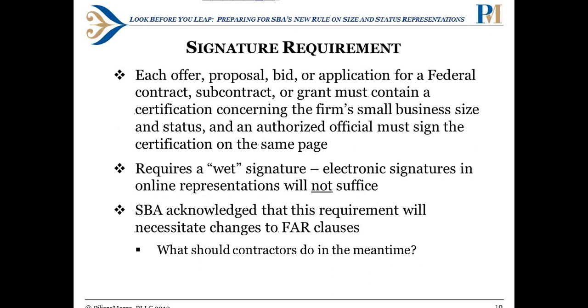Okay, so the new signature requirement: every proposal, bid, application, or offer must contain a certification concerning the firm's size or status, and that certification must be signed by an authorized official. And it's wet signatures only, meaning electronic signatures simply will not suffice. Notably, SBA acknowledges in the new rule that the new signature requirement will necessitate changes to the FAR clauses concerning representations and certifications. So this, of course, begs the question, until those changes are adopted by the FAR Council, what should contractors like yourselves do in the meantime? We will get into this in more detail later, but in a nutshell, the SBA seems to think nothing at this point. However, the law is on the books and effective as of August 27th, so there are things that you might want to start doing differently.